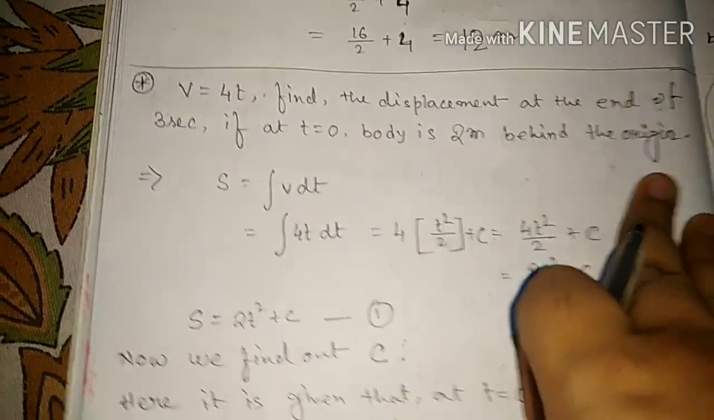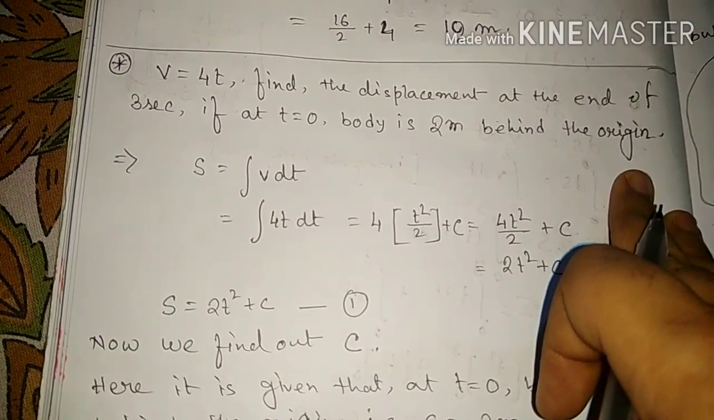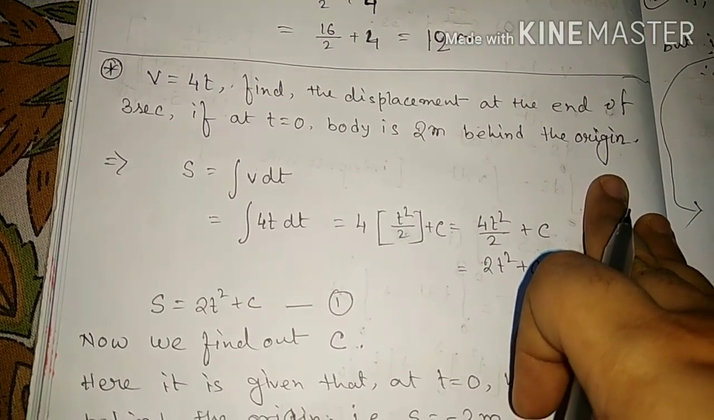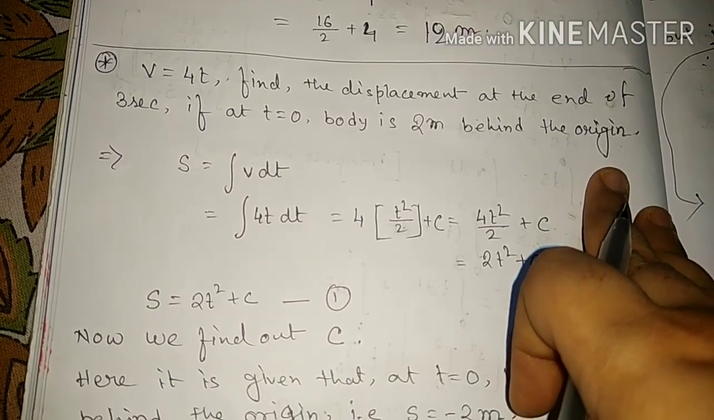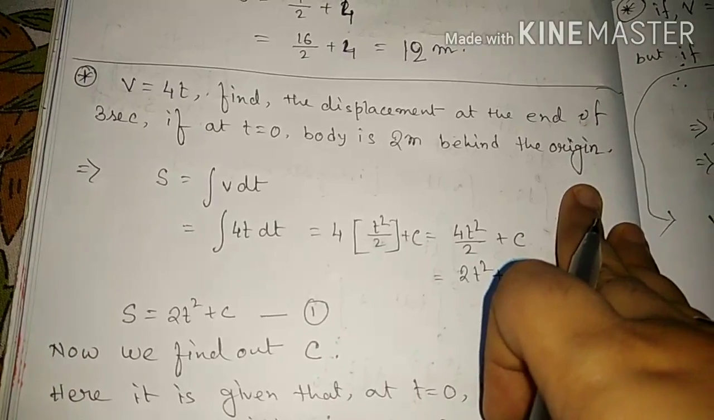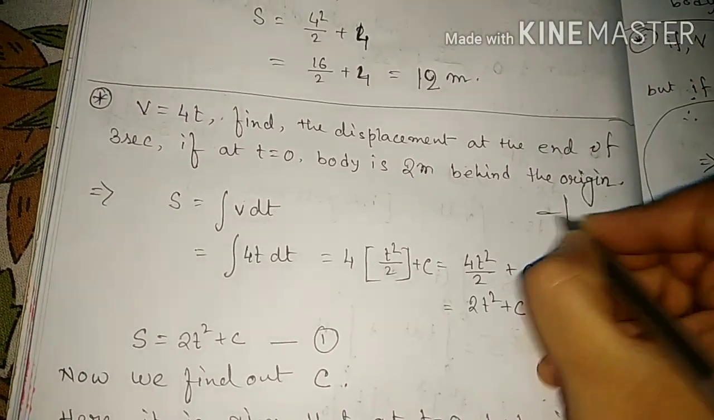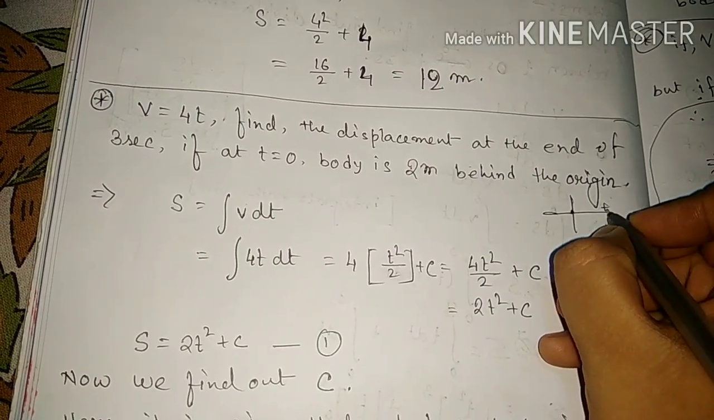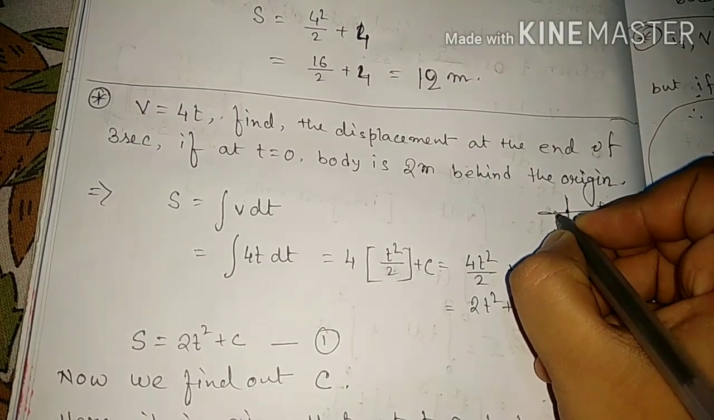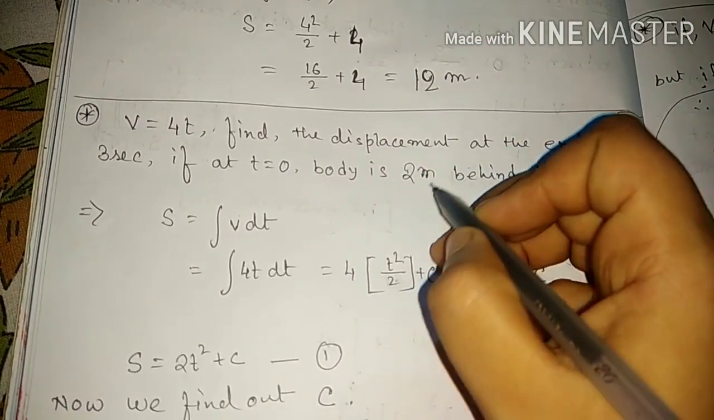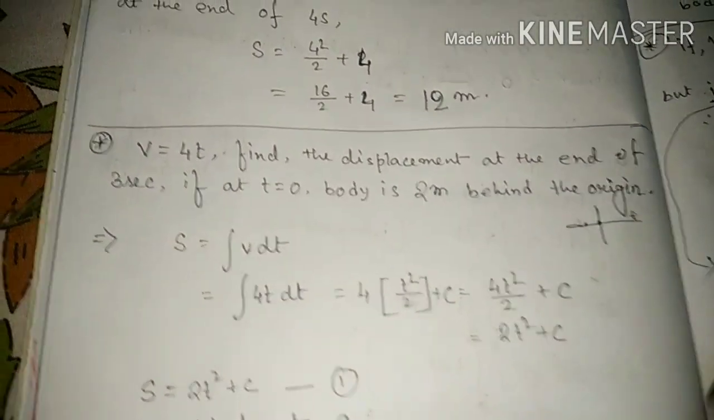See this example, v equals 4t is given. Find the displacement at the end of 3 seconds, if at t equals 0, the body is 2 meters behind the origin. Behind the origin means, if this is the axis, this is the origin, this is the positive x direction, so behind the origin means the negative x axis. So the displacement of the body, 2 meters, means this is minus 2 meters. So let's solve this one.